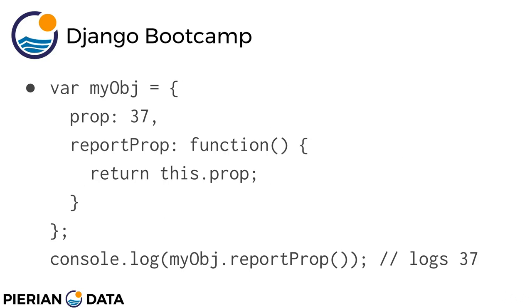Imagine I have this very simple object where it just has one singular property, and that is the number 37. If I wanted a method called reportProp inside of my object, I write the reportProp function, and it returns this.prop, where this is acting as a reference to the actual object. And then if I were to say something like console.log myObject.reportProp(), it would log 37 into the console screen.